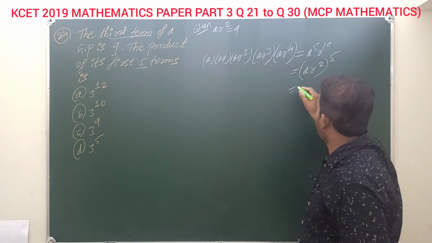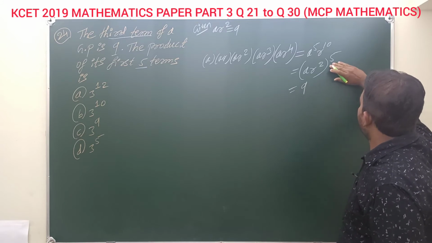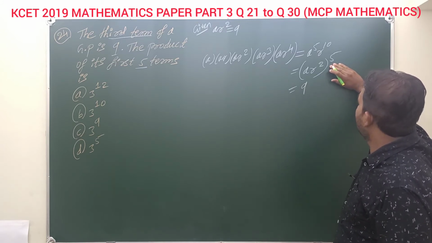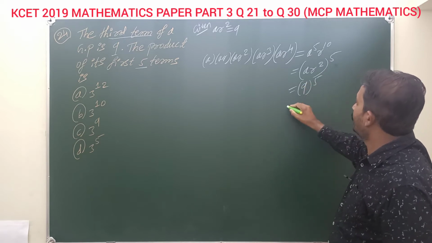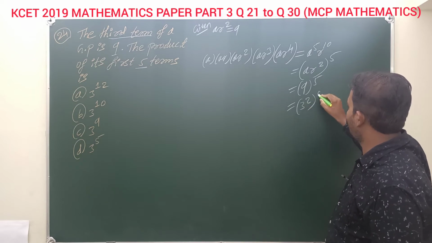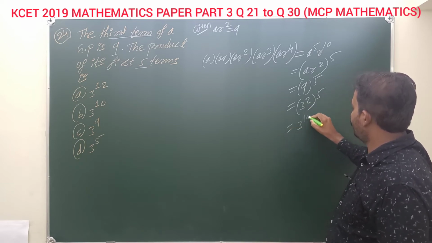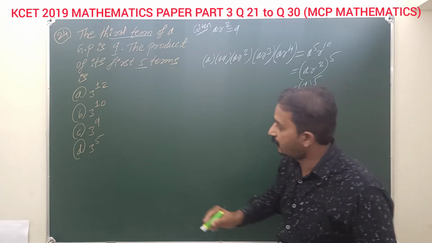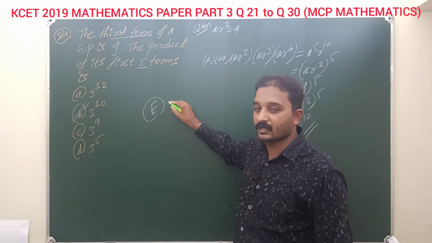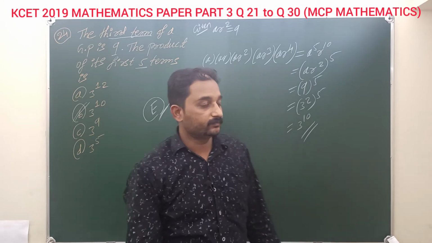AR square is given as 9, so we get 9 to the power of 5. Okay, 9 can be written as 3 square, so (3 square) whole to the power of 5, which is 3 to the power of 10. That is the required answer, so option B is correct. Easy question. All the students solve this question. Take down.